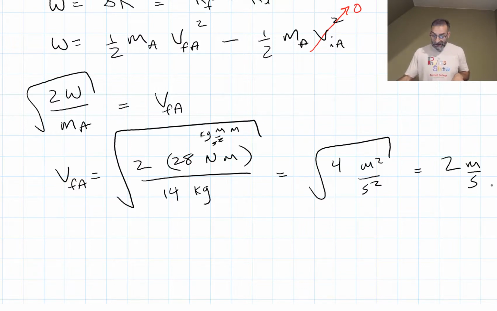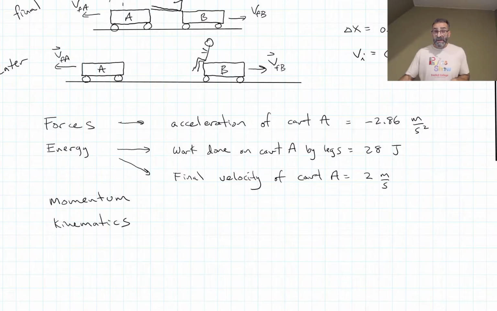And I think that's most of what we're going to get from energy. So energy gave us the work done on cart A by our legs, 28 joules. And that's a scalar. Energy and work are scalars. Now, here's the tricky part. Because we used work done to calculate the final velocity of cart A, it didn't give us the direction because we took a square root.